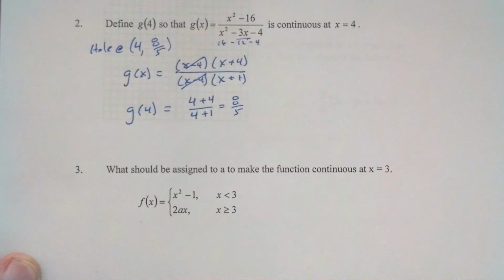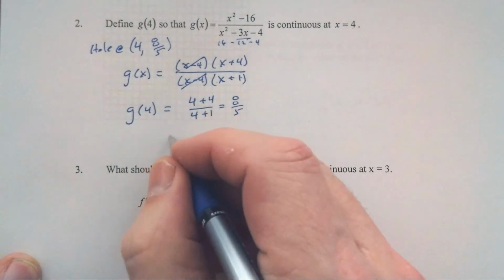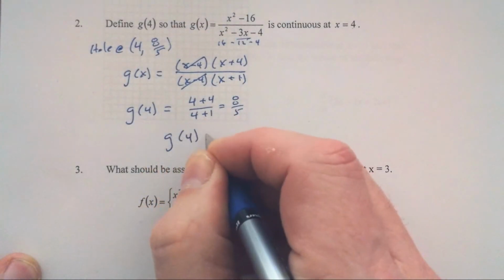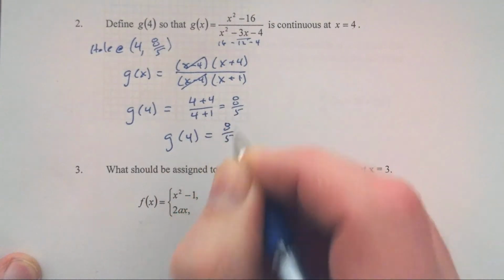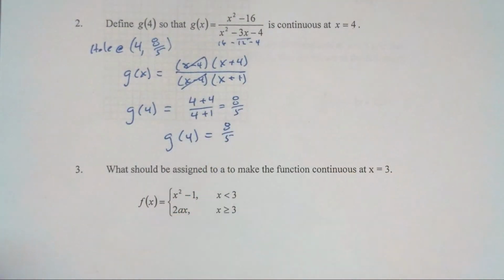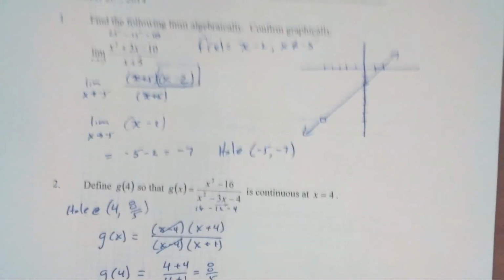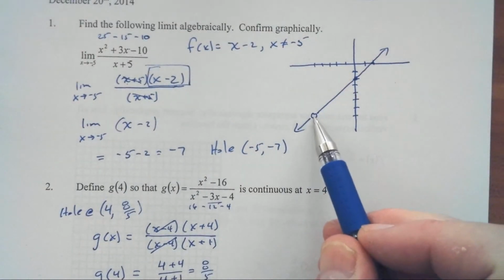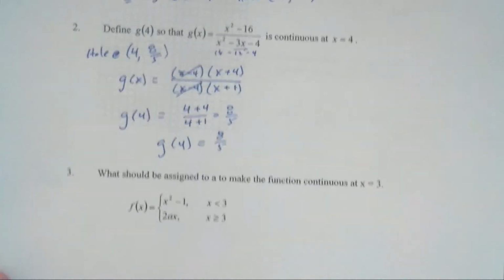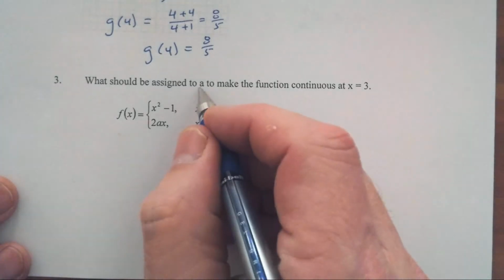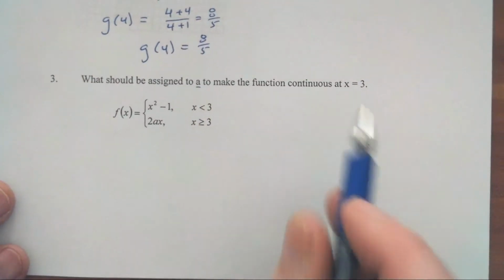So that's where we would indicate the hole on our graph, and g of 4 would be defined as 8/5. That would fill in that little hole, making the graph continuous. That basically for this problem would just fill in that little spot. Okay, what should be assigned to A to make the function continuous at 3?